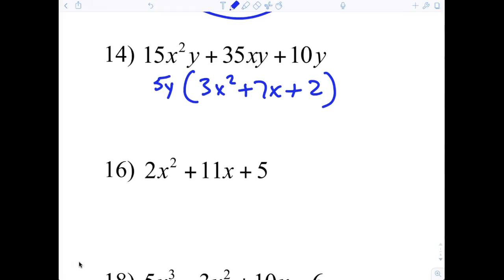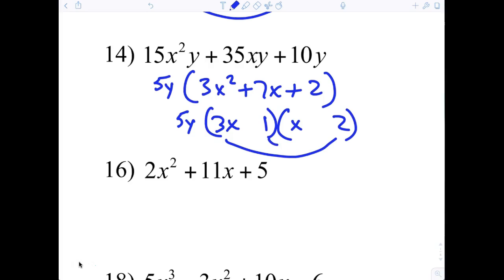All right, here we go, guys. It seems like you're doing pretty good. 5y, 2 sets of parentheses, 3x and x. Where does the 2 go? On the right, correct? And 1 over here. How much do we have? 6 and 1, right? Makes 7 if they're both positive.